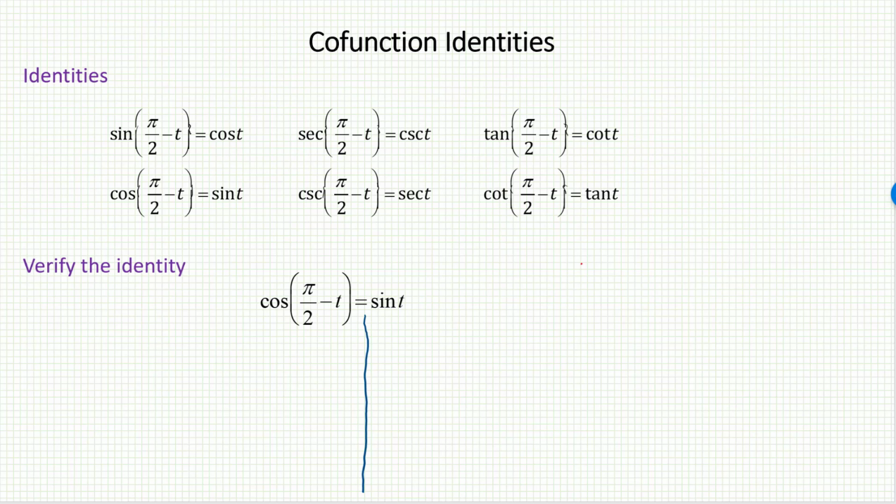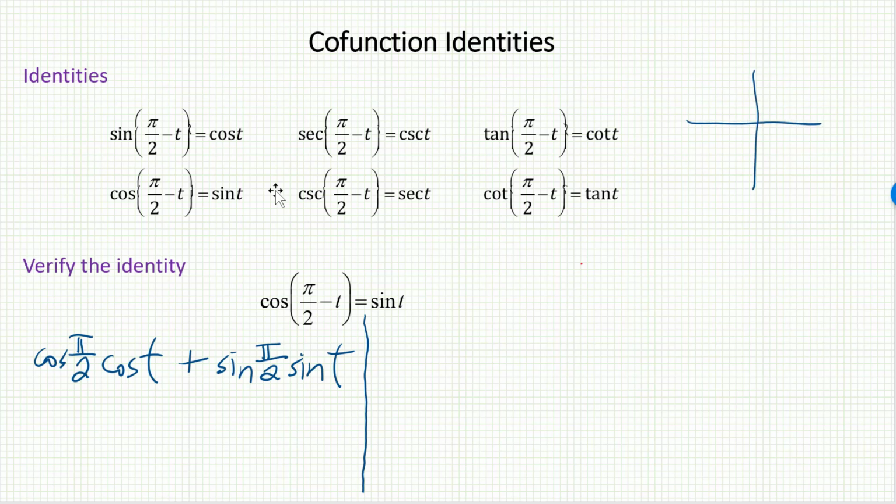Well, let's go ahead and fill that out then. Cosine first, cosine second. My first is pi over 2, my second is t, plus sine first, sine second. So I used the cosine difference identity to rewrite that expression. How can I simplify? Well, a couple of these things are just numbers. Let me go off to the side. Always scratch work on the side.